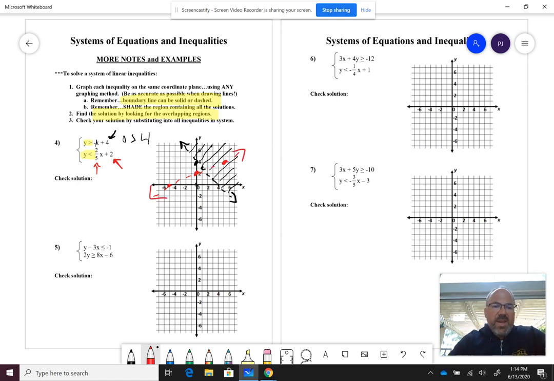All right, now I'm going to shade. Now, like I said before, you can always pick a point, and 0, 0 is always the easiest to pick, but if it's on the line, you can't pick that point. You got to pick something else.